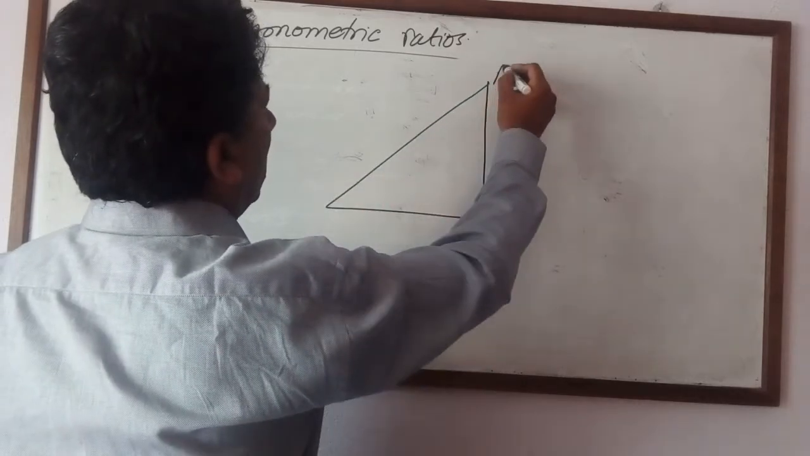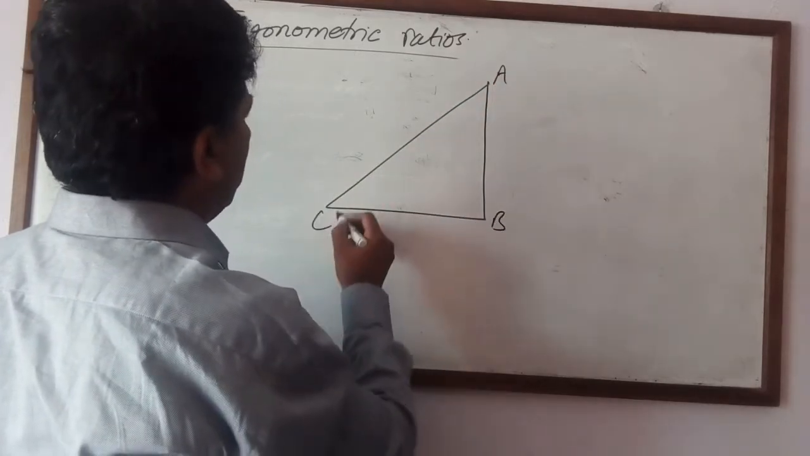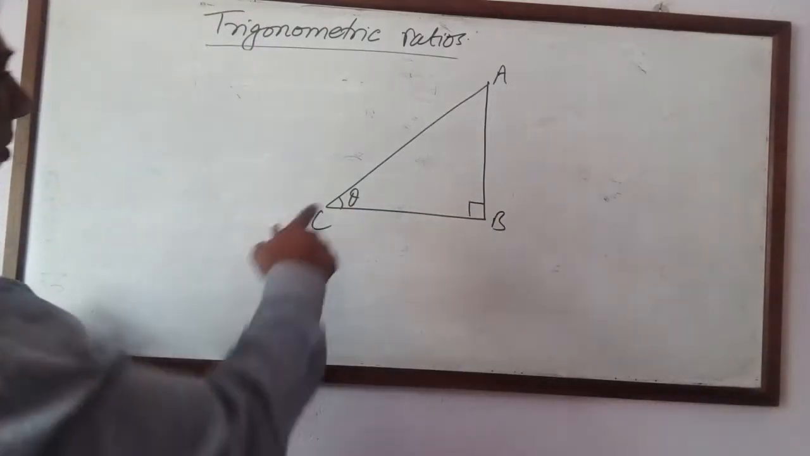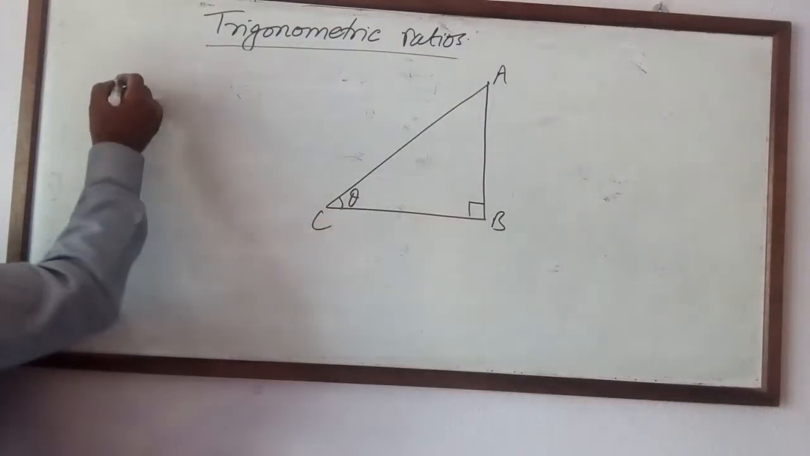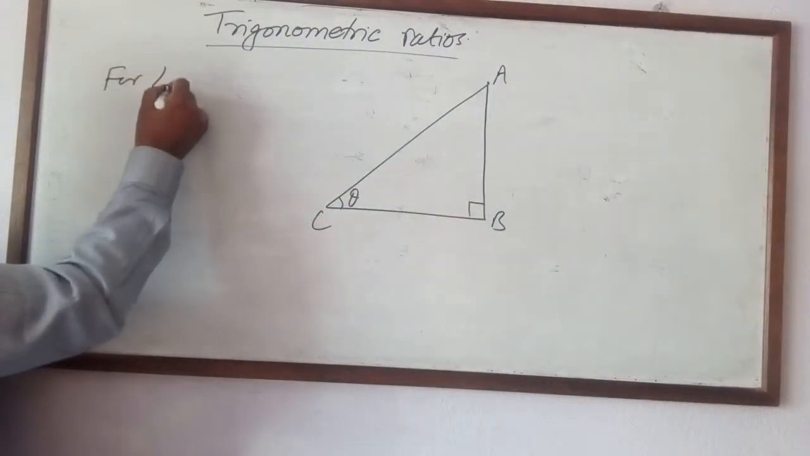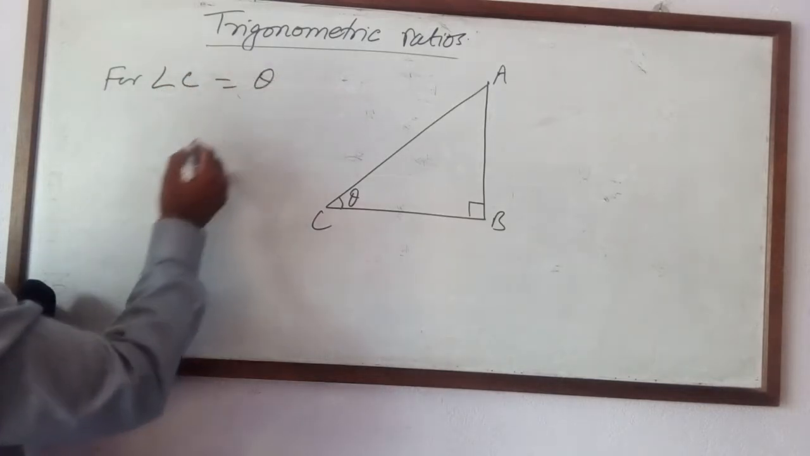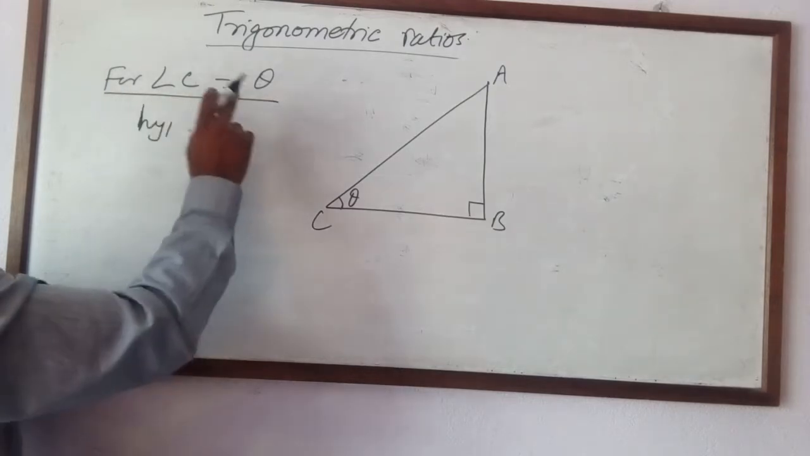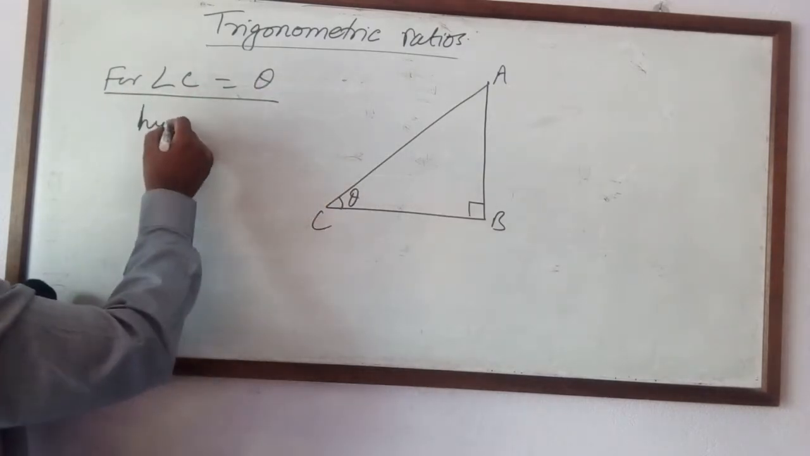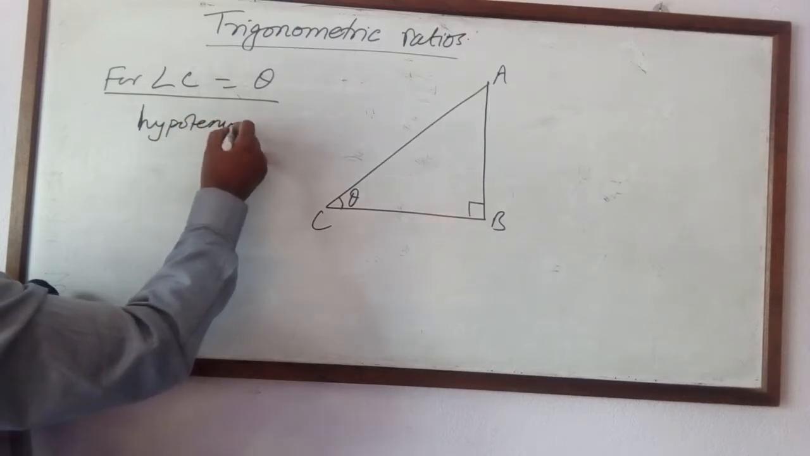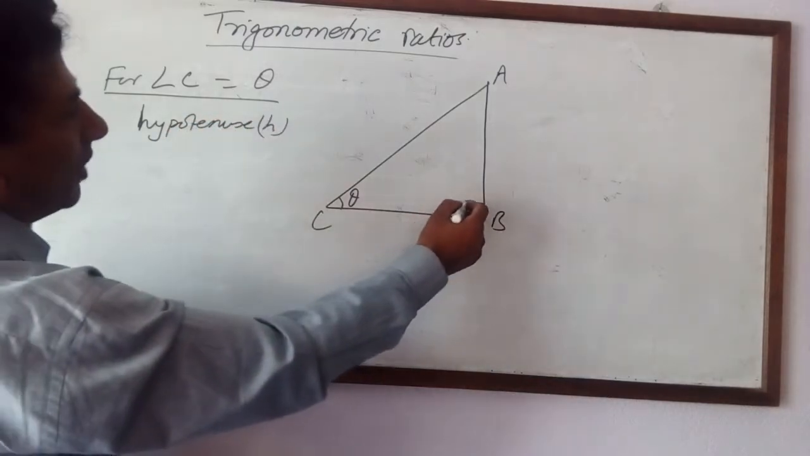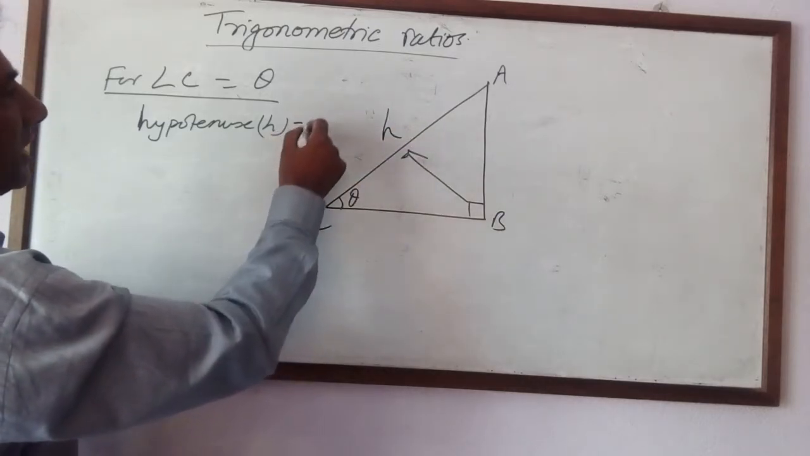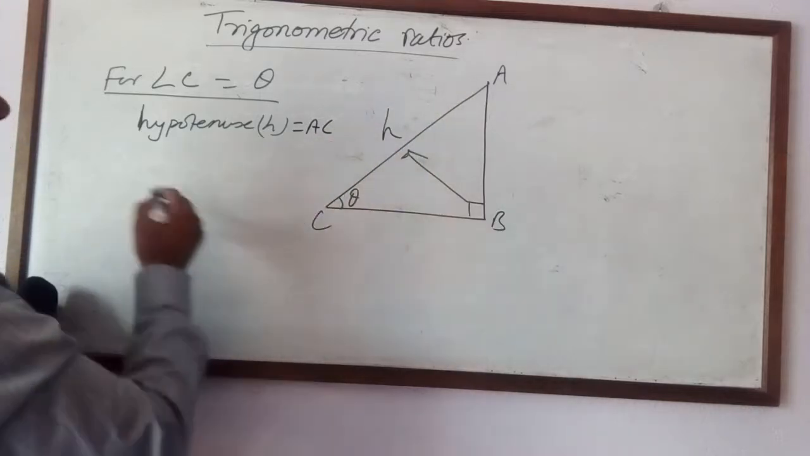For example, I have taken a triangle ABC. Suppose this angle C is theta and this angle B is 90 degrees. For this angle C equals theta, first of all I write the hypotenuse. H means side AC. This AC side will be the hypotenuse.